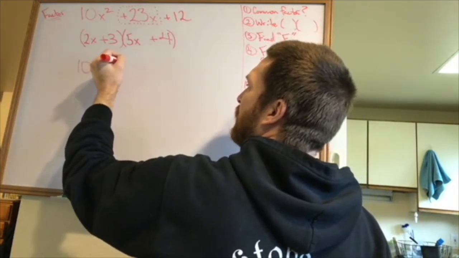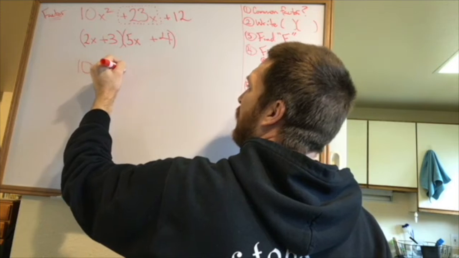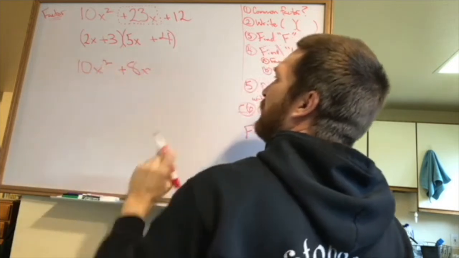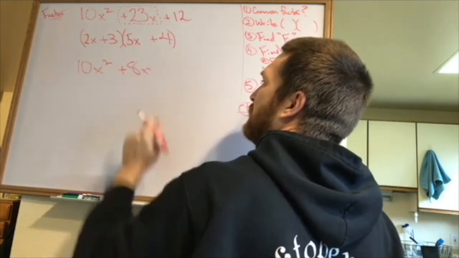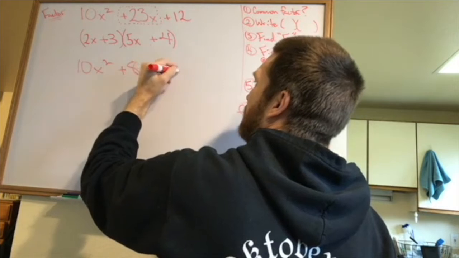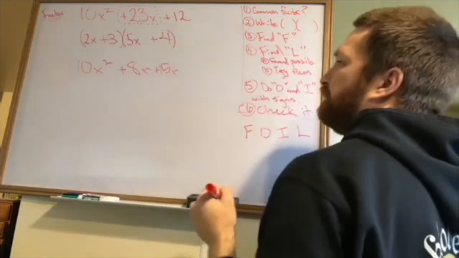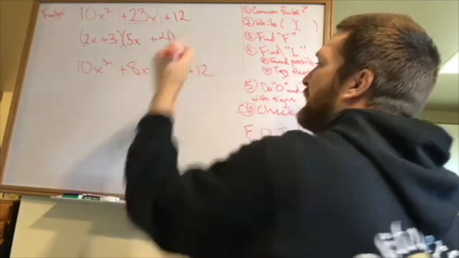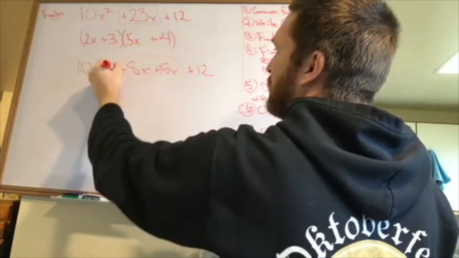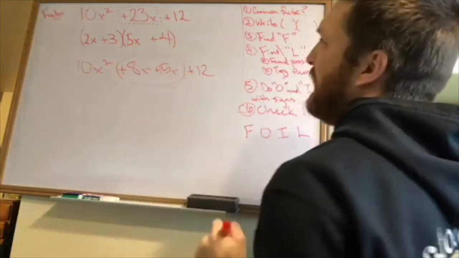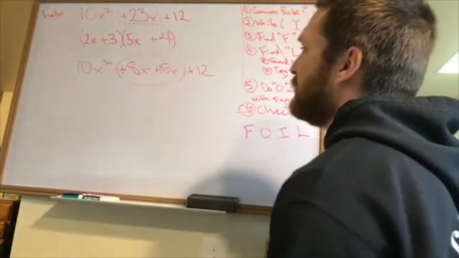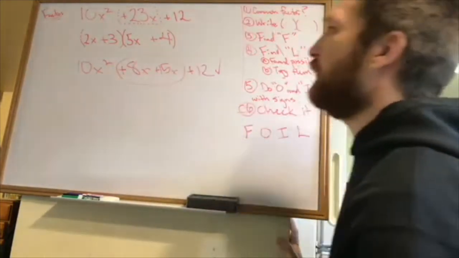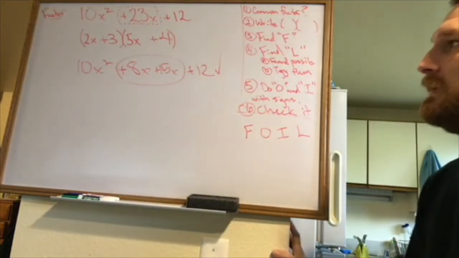8x. Is it plus or minus? Plus. Okay, plus 8x. What about my inner? Plus 15x. Plus 15x. And what about my last? Plus 12. And I could see that, yep, those combine to give me 23x, which is exactly what we started with. Check, and we are done.